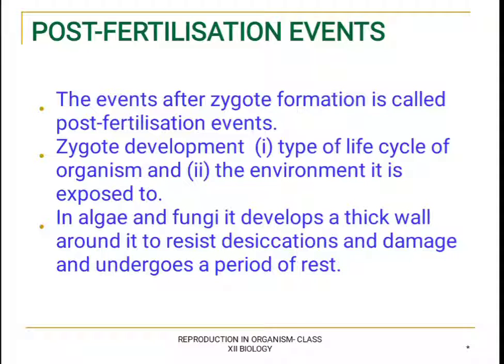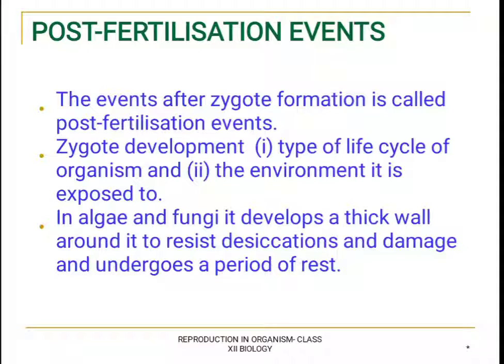Fertilization, that is fusion of male and female gametes, leads to the formation of a diploid single cell which is called zygote. It is the vital link that ensures the continuity of species between the organisms of one generation and the next. Development of the zygote depends on, number one, the type of life cycle of the organism, and second, the environment to which it is exposed.